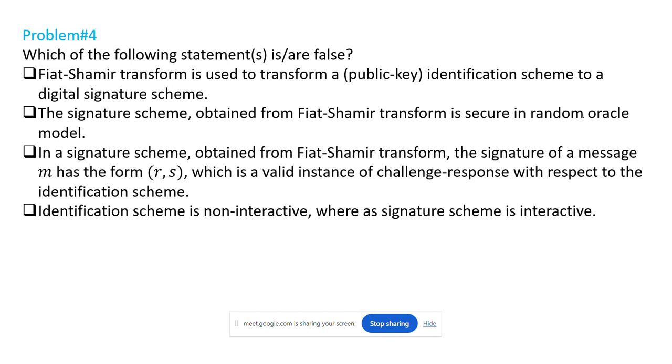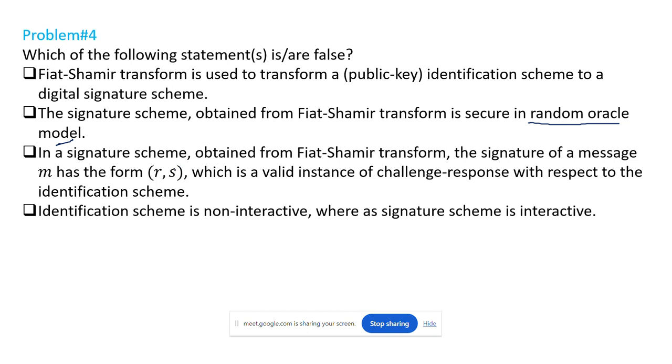So in this statement the stress is on "in random oracle model." Is this true? Anyone? Yes, it is true, right? Can you explain why, ma'am? Without the random oracle model, we cannot transform. We cannot do Fiat-Shamir transformation.